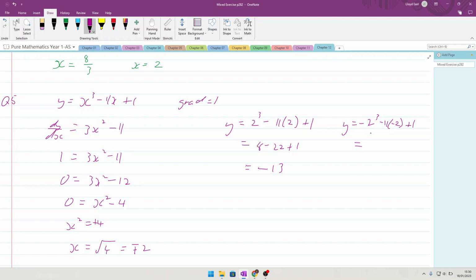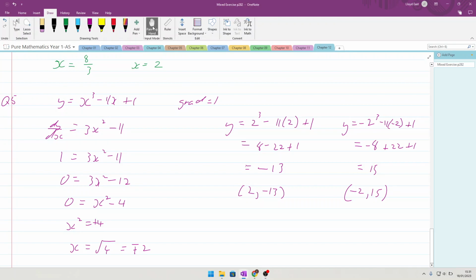We also do it for minus 2 cubed minus 11 times minus 2 plus 1. Watching out for the signs, we're going to have minus 8 plus 22 plus 1, 23 minus 8 is 15. So we end up with the two points of (2, minus 13) and (minus 2, 15), where the gradient is equal to 1. Okay.